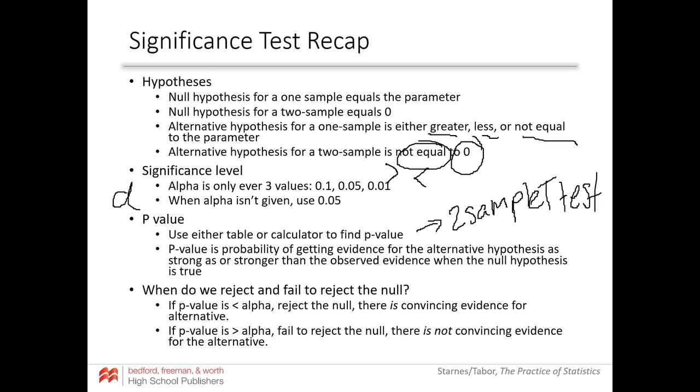And then remember in our conclusion, we'll be either rejecting or failing to reject the null. If the p-value is less than alpha, we reject the null. There is convincing evidence for the alternative. If the p-value is greater than alpha, then we fail to reject the null. There is not convincing evidence for the alternative. Remember to include your context. Don't just say the alternative hypothesis, state what those hypotheses are.